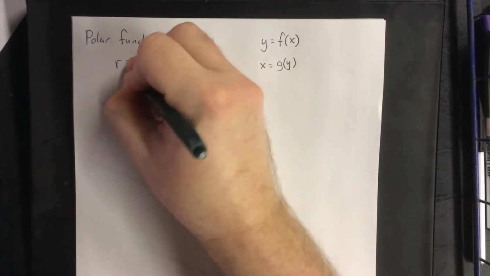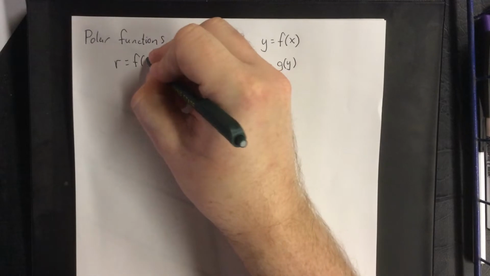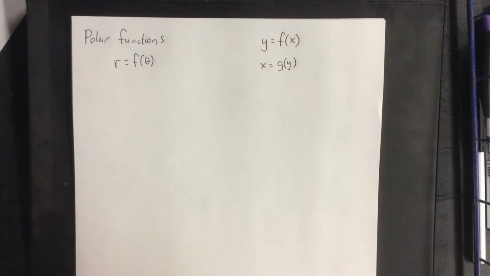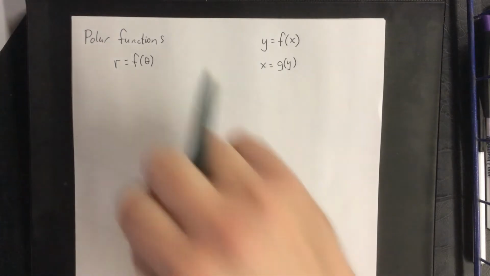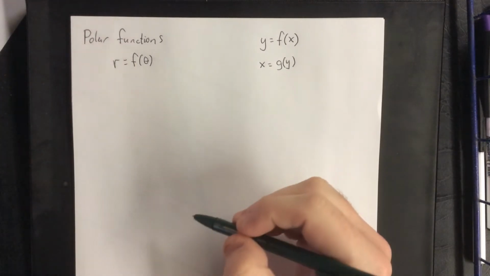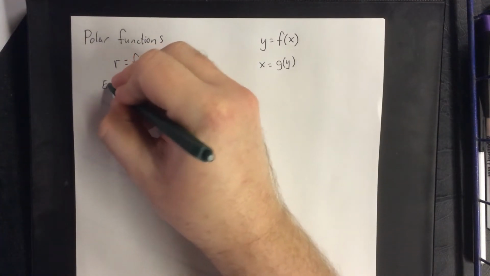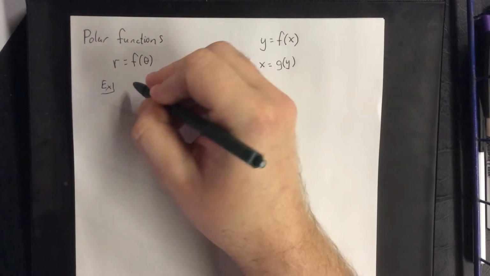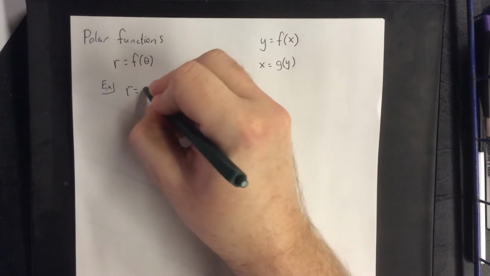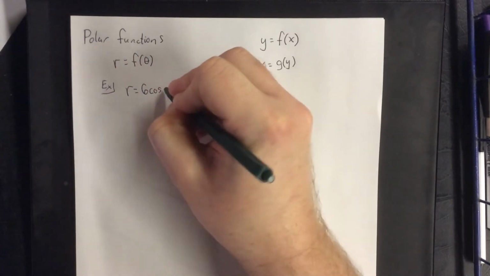And most typically, the kind of function that you're going to see is that r is a function of theta. And typically, we don't see it the other way around because theta usually involves something along the lines of a sine of theta or a cosine of theta. So theta isn't necessarily unique while r is unique. So an example of a polar function would be something along the lines of r is equal to 6 times the cosine of theta.